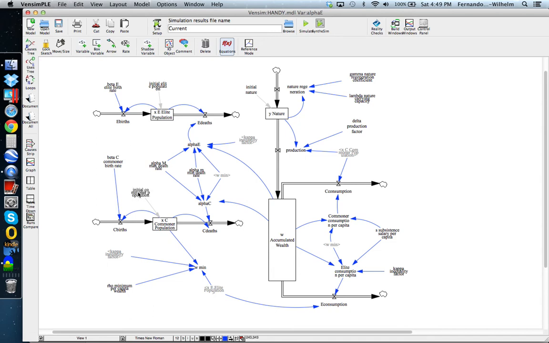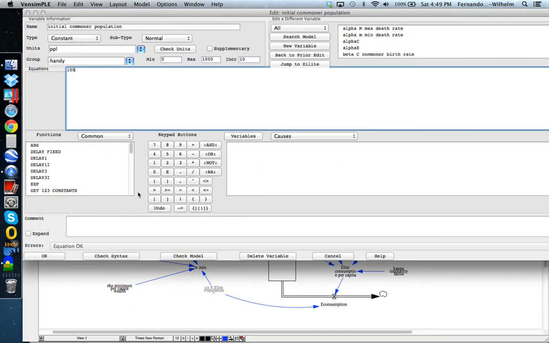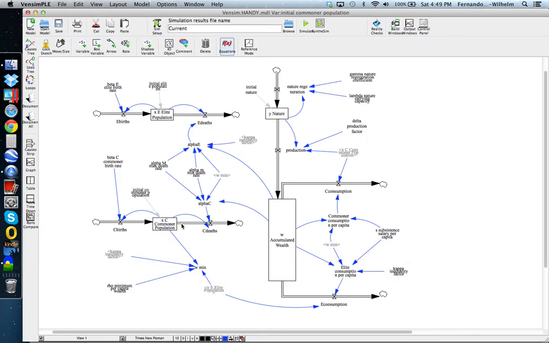I want to take a look at that just to show you in contrast what that is compared to the initial elite population. If you recall, the initial elite population was 1. The commoners are 100, okay? And it's got units of people. So you start with 100 commoners and 1 elite, and then you watch the system move over time.